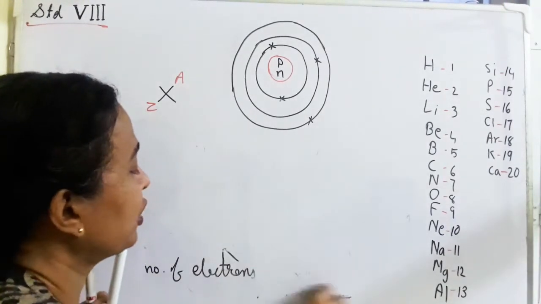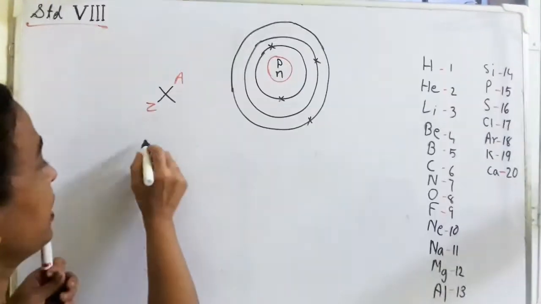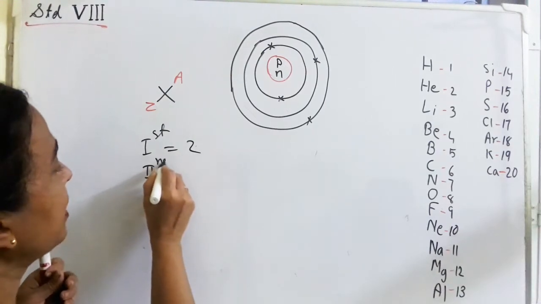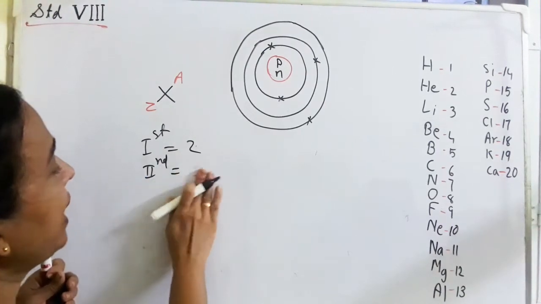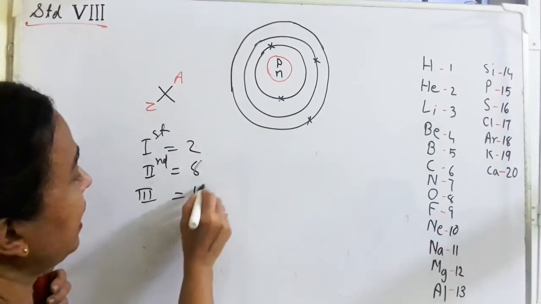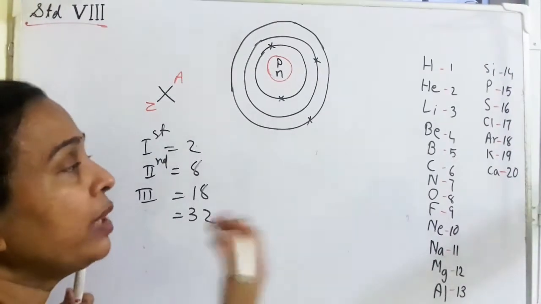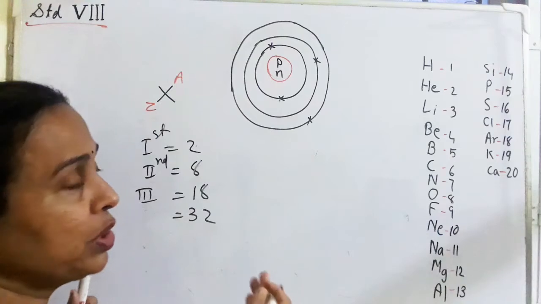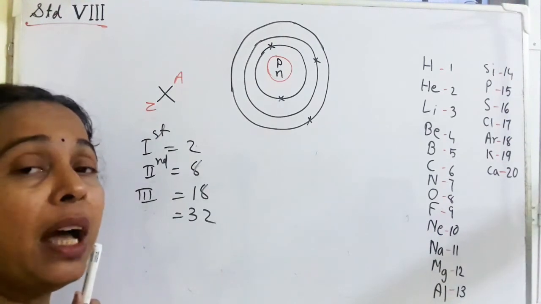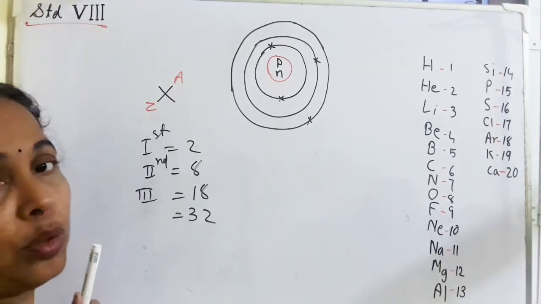So according to the 2n square rule, we have seen the first shell, or K shell, can accommodate 2, the second shell can accommodate 8, the third shell can accommodate 18 and the fourth shell 32. This much we have found out. Now let us see the octet rule. The octet rule states the outermost shell of any atom will not be having more than 8 electrons.